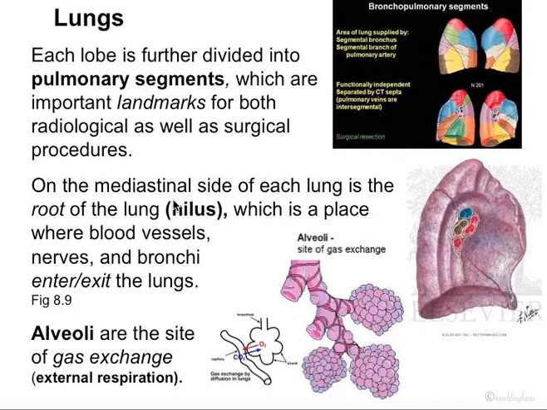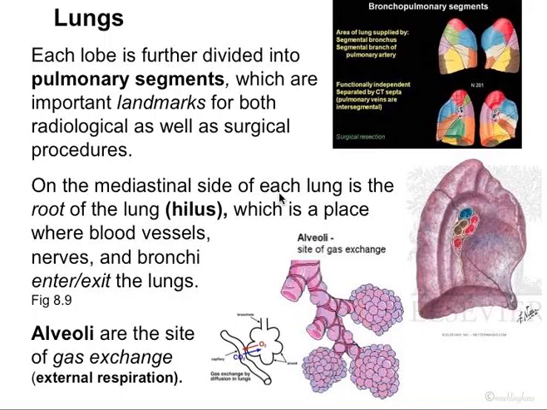On the mediastinal side, that's the medial side, that's towards the heart. There, on each lung, we have the root of the lung, and that is a place where blood vessels as well as nerves and bronchi enter and exit the lungs. And that place is called the hilus. So the place where the vessels go in and out is the hilus.